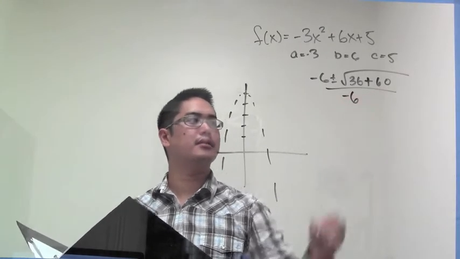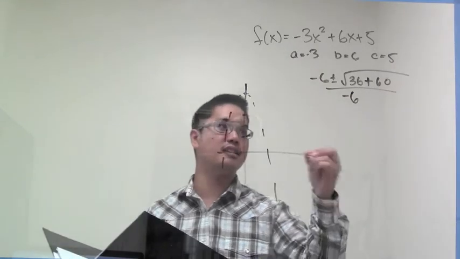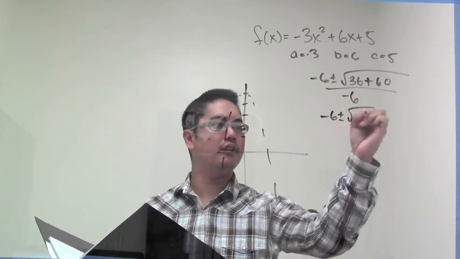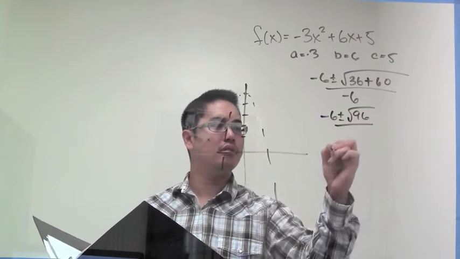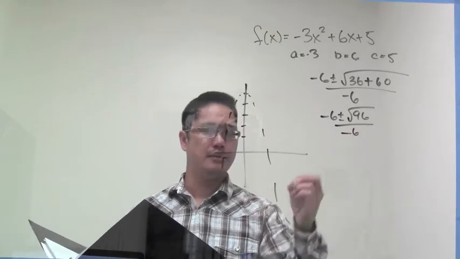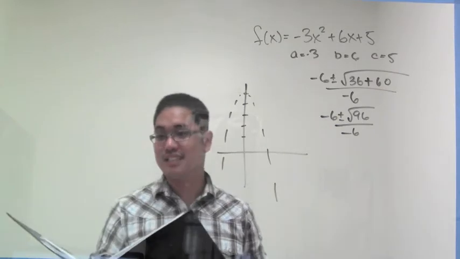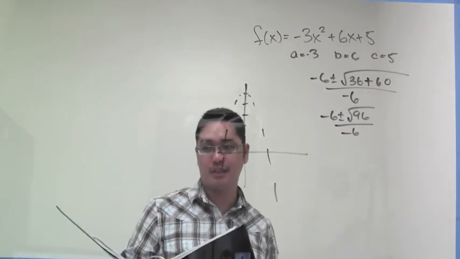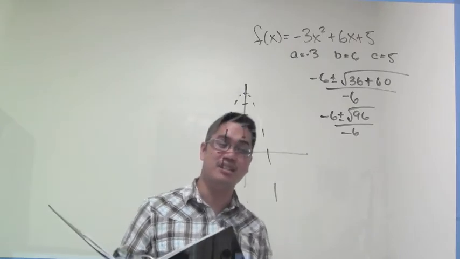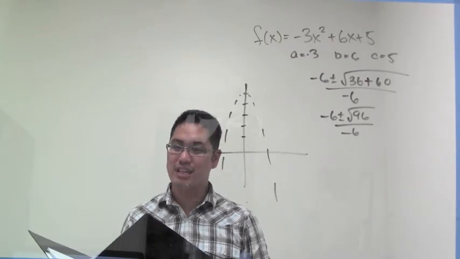negative 6. By the way, what's the square root of 96? I don't know these things. I don't have a calculator on me. Negative 6 plus or minus the square root of 96, all over negative 6. Anyone know it off the top of their head? I'm assuming it's like 9 point something. If the square root of 81 is 9 and the square root of 100 is 10, then I would say it's like 9.7.